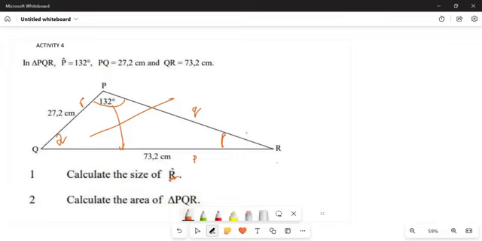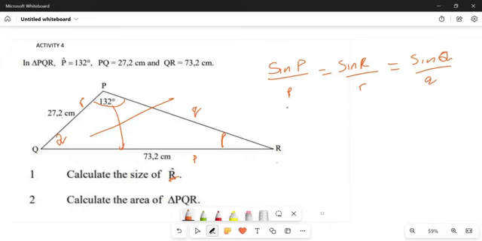What do you expect to use? You are going to use the sine rule again. Because we are looking for an angle, we can say the sine of P over small p is equal to the sine of R over small r, which is equal to the sine of Q over small q. Okay, let's go and substitute.